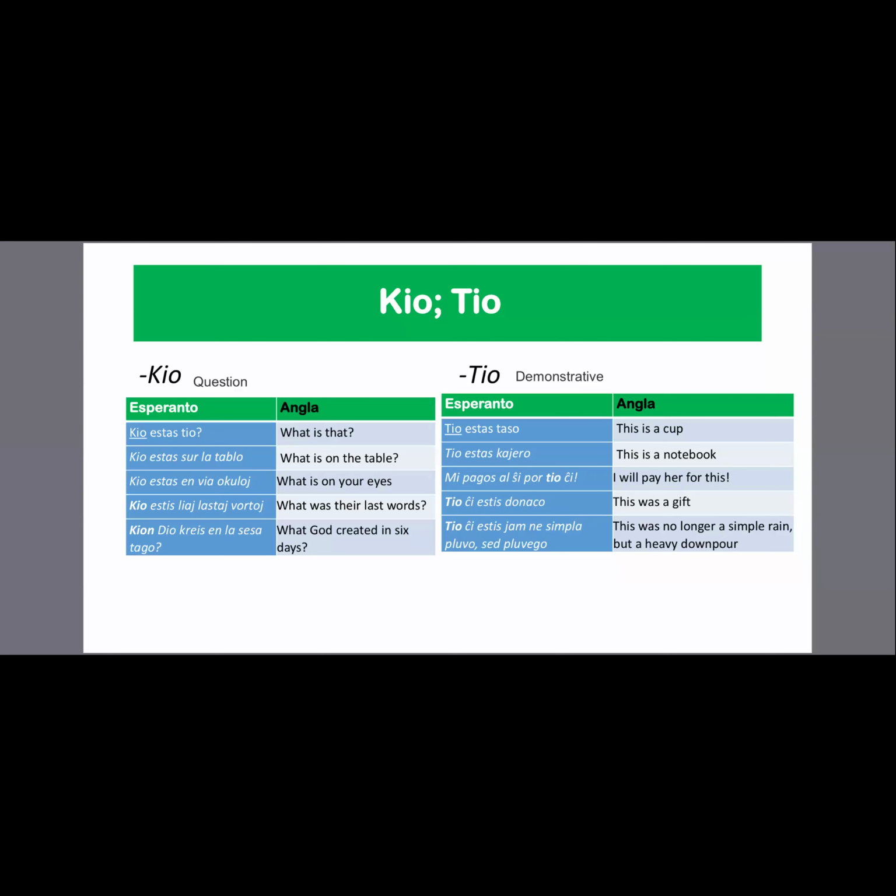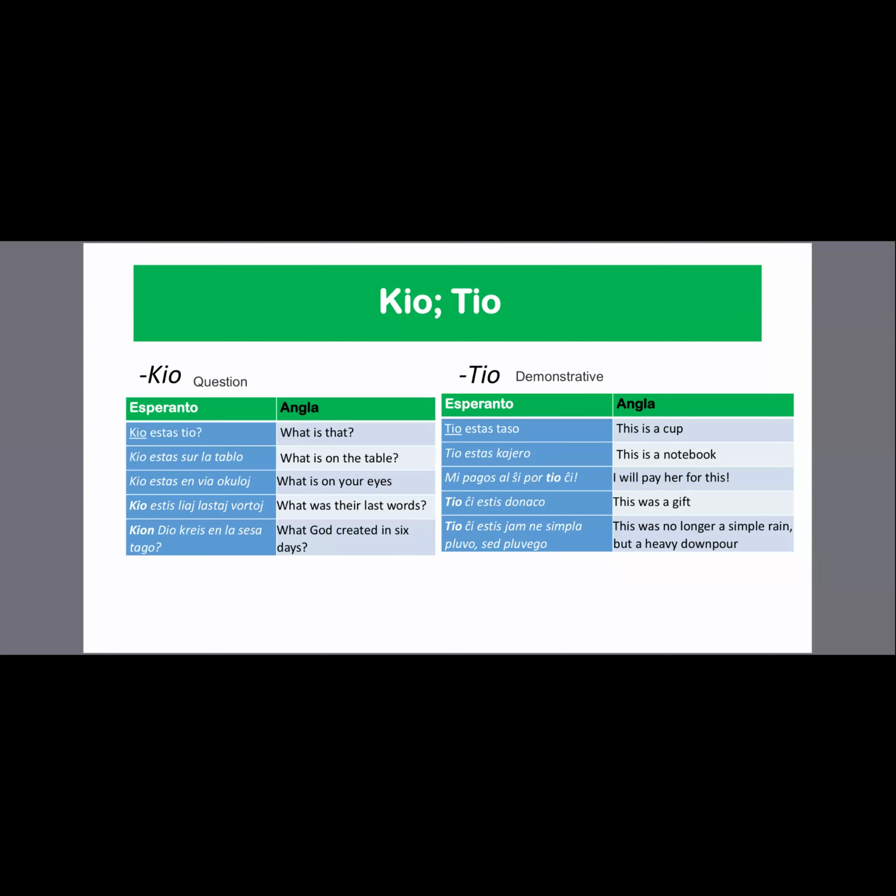And the to is the demonstrative. So when you say to estas taso, this is a cup. To estas cayero, this is a notebook. Mi pagos al ŝi por ĉi tio ĉi. Tio. I will pay her for this.